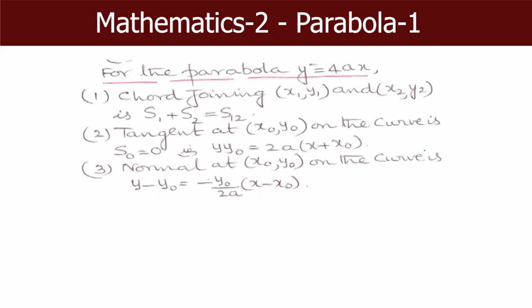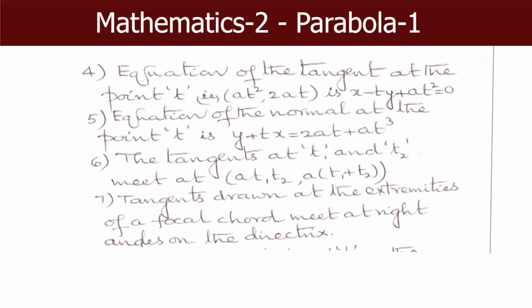So, the normal at (x0, y0) has the slope -y0/2a. The slope of the normal is always defined because there is no horizontal tangent, so there is no vertical normal. There is a vertical tangent, and correspondingly a horizontal normal. Well, horizontal lines have slopes. The slope of the normal is -y0/2a, and therefore the equation of the normal is y - y0 = m(x - x0), which is y - y0 = -(y0/2a)(x - x0).